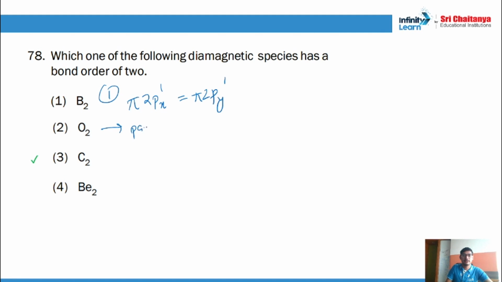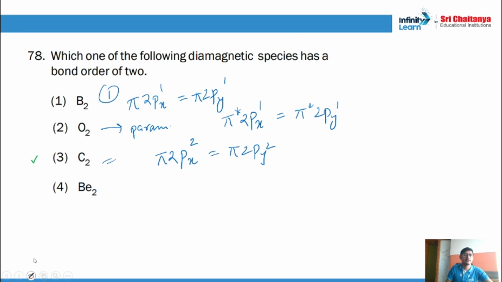Oxygen is paramagnetic, right? Because it contains 2 unpaired electrons, pi star 2px1 and pi star 2py1. So it does have a bond order of 2, but it is not diamagnetic, it's paramagnetic. For the C2 molecule, if you write the electronic configuration, you'll find that it has 4 electrons in the pi orbitals, so it has a bond order of 2 and it is diamagnetic. So that is the answer.